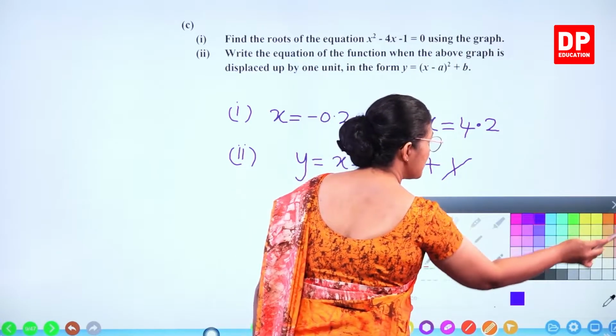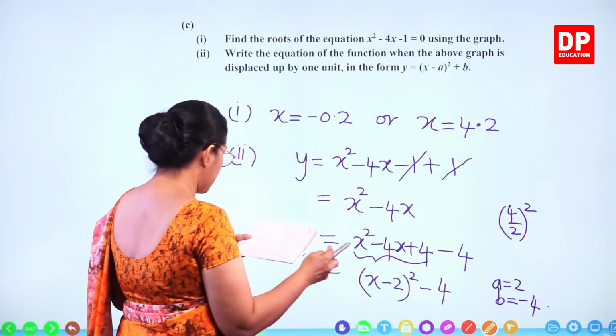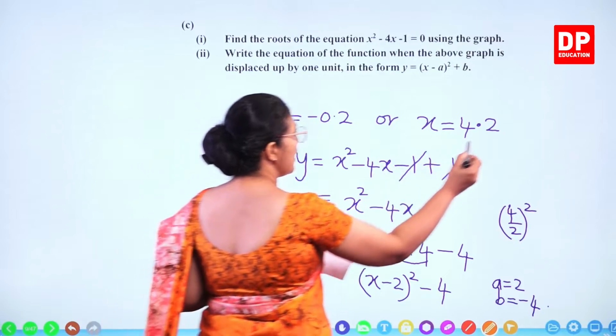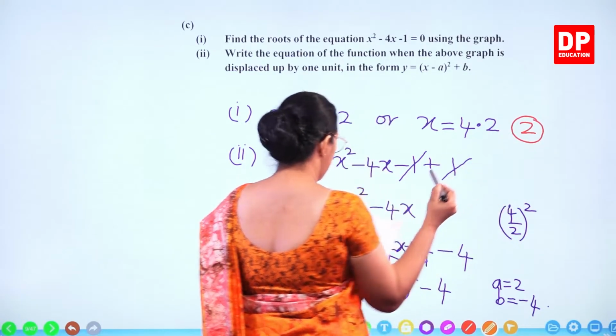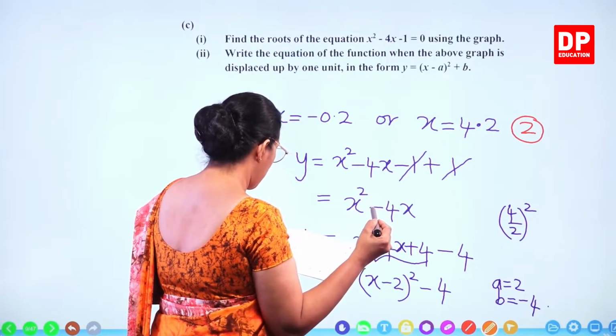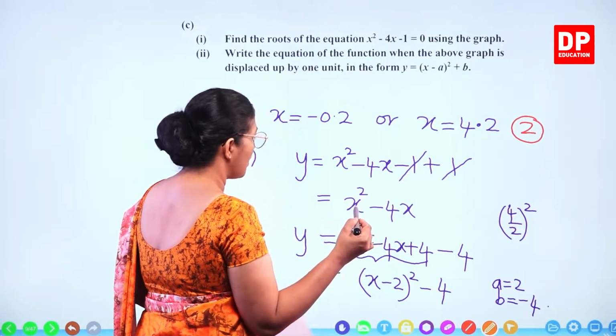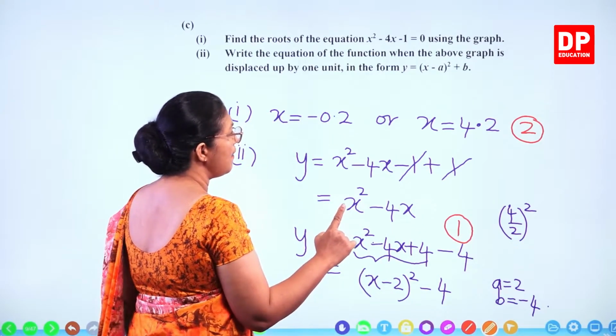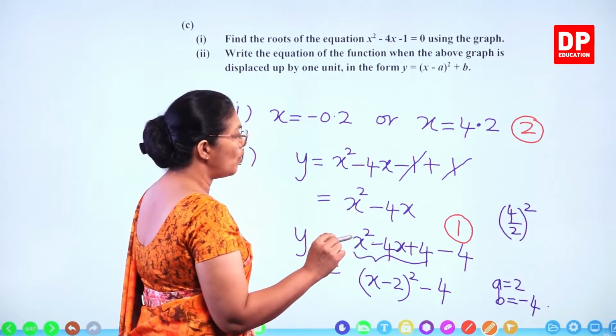How many marks for this part? So let's see. Finding the root values, you get 2 marks. And then for the equation, you get 1 mark. So we gave 10 marks for the whole question.